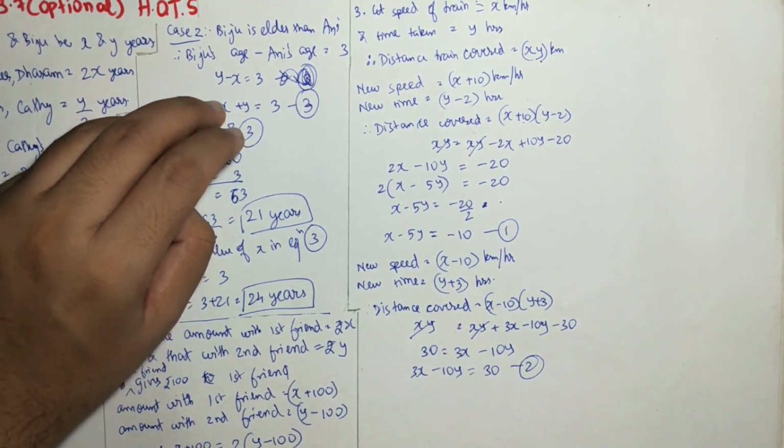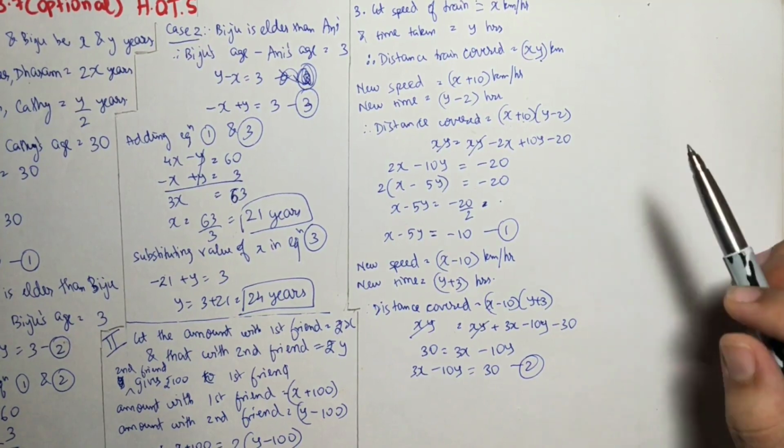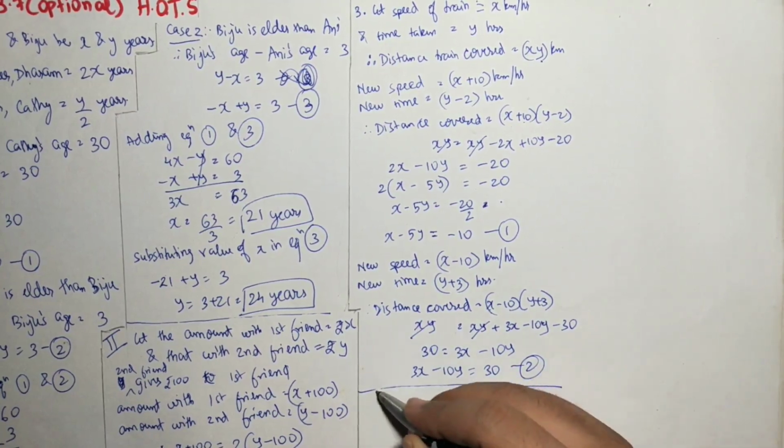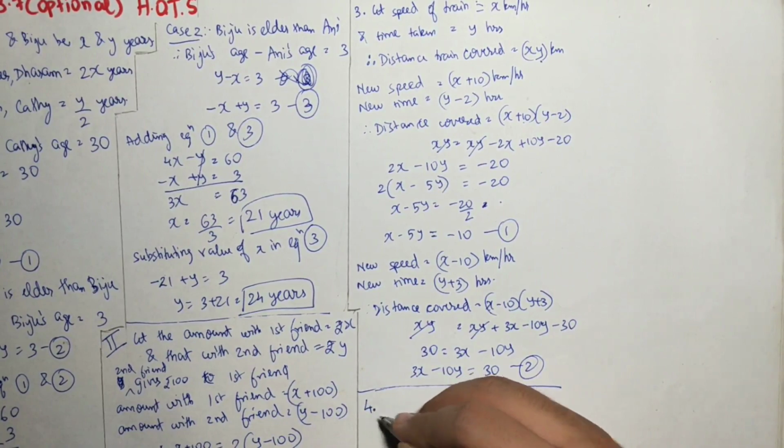You got these two equations. Solve these two equations by any method and you will definitely get your answer. X will be the regular speed of the train, and time will be the regular time taken by the train. You can solve these two equations by any method. Let me proceed towards the fourth question.